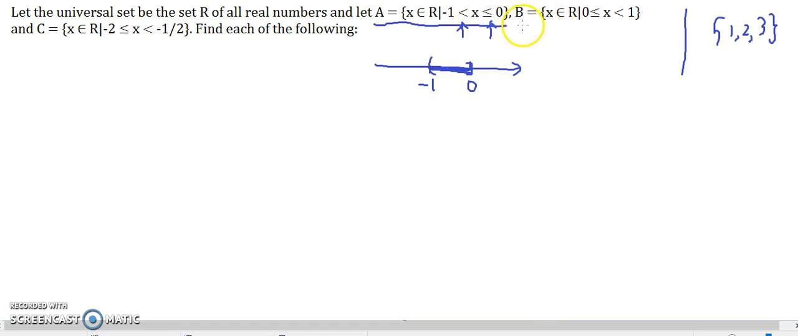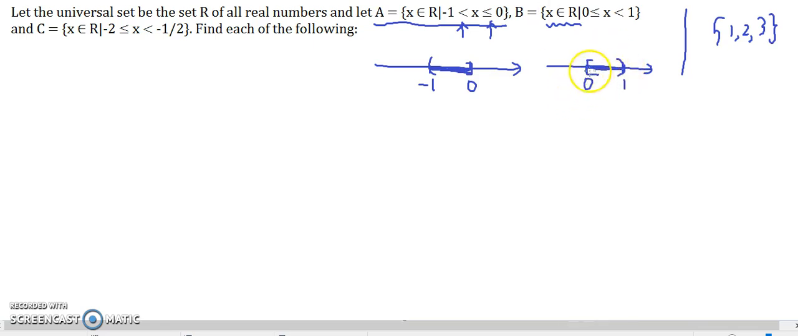And B is, if we draw a graph to describe the numbers, first of all, what kind of numbers are in B? It's x. What is x? x is a real number. And what kind of real number? After the vertical line, it tells us x is a real number between 0 and 1, including 0, not including 1. So all these numbers here.